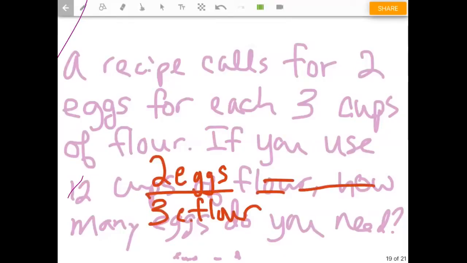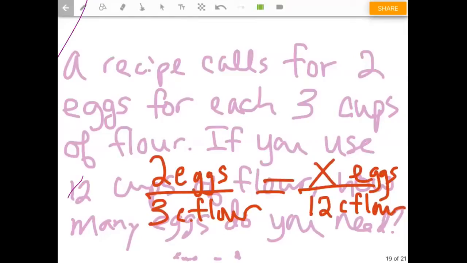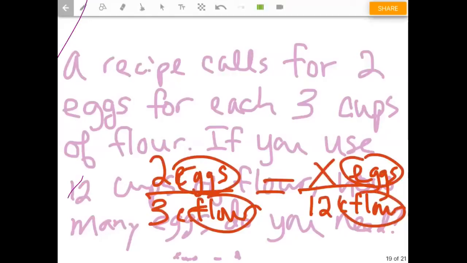So we're going to set this up over here. Now notice we have 2 eggs on the top, so we need eggs on the top over here. Do we know how many eggs? No. That's what we want to find. So we're going to call it x. We don't know. 12 cups of flour, so we know we have 12 cups of flour. So notice how the top match. You have eggs, eggs, and then flour on the bottom, flour on the bottom.